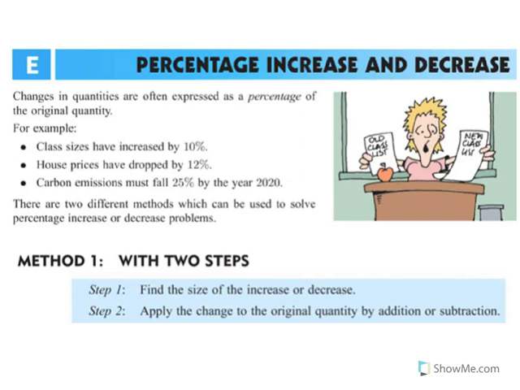Changes in quantities are expressed as a percentage of the original quantity. What does that mean? Let's have a look at this. Class size has increased by 10%. That means this class has increased by 10%. Let's say there were 100 students. Well, 10% of 100 is 10, so now the class is 110.